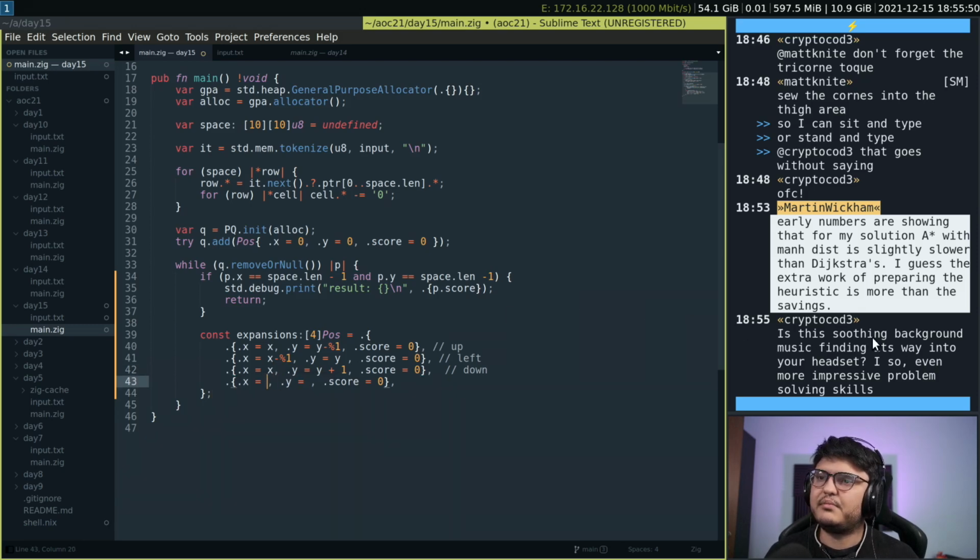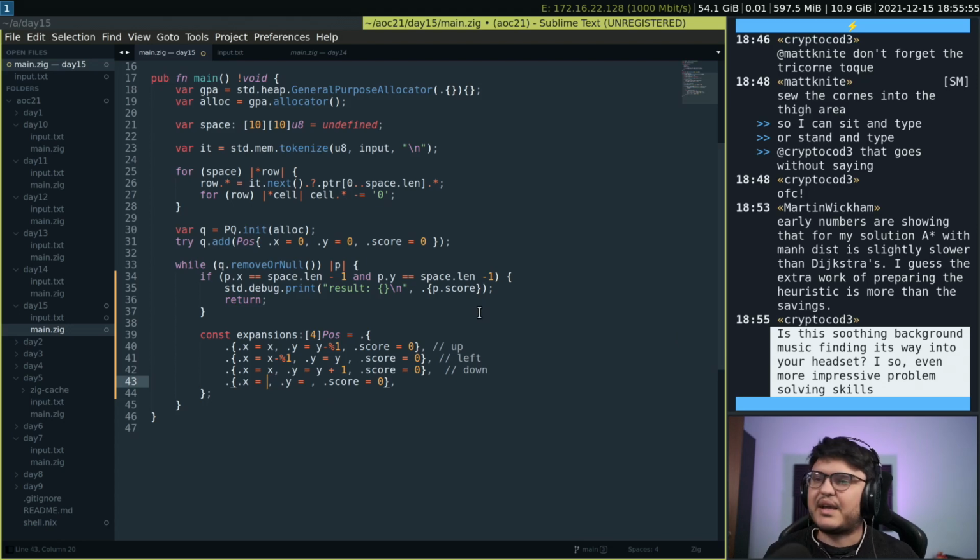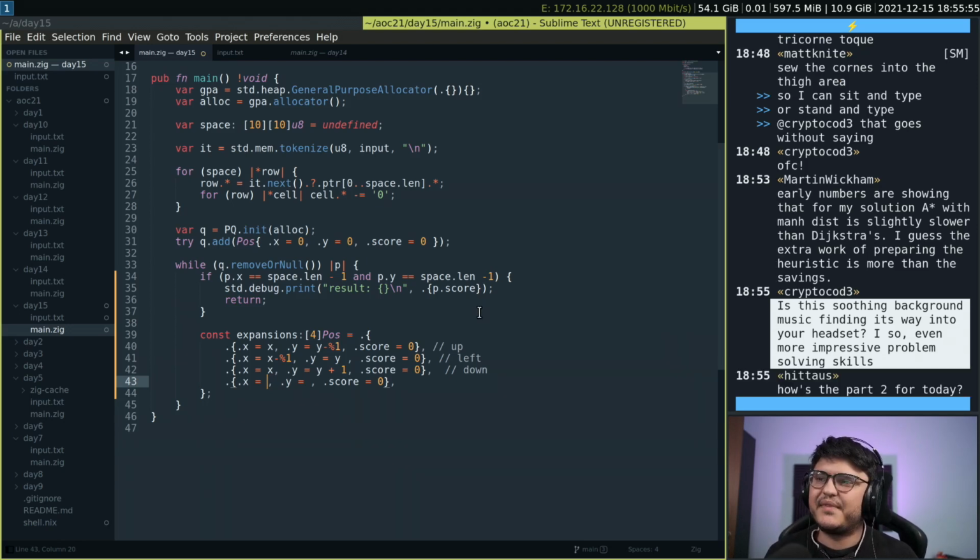And is this soothing background music finding its way into your headset? So even more impressive problem solving skills. Yes, I'm listening to it. How's the part 2 for today? I have no idea. Hopefully I'll get there soon.